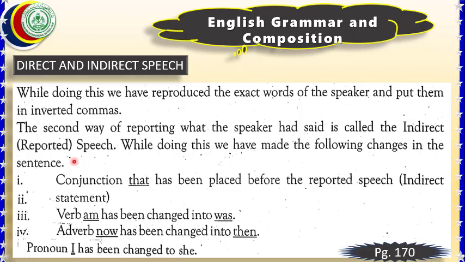In the first method, there were inverted commas and a comma. We had used the same words that she said. But in the second method, we have made some changes. What are those changes? The first change is that a conjunction has been placed before the reported speech. We have used the word that. This that is called a conjunction.